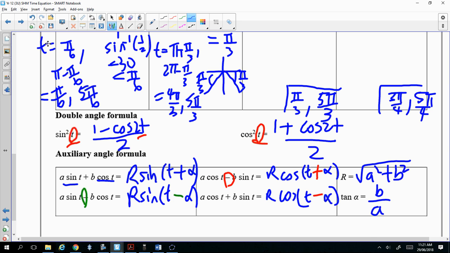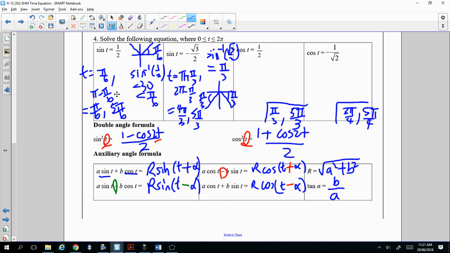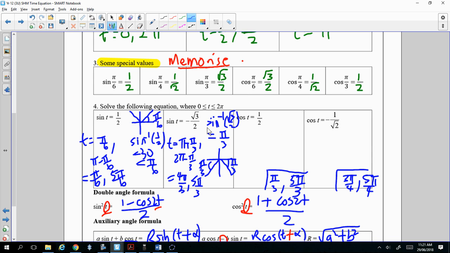So we've got these equations, special values, and graphs that you have to learn.